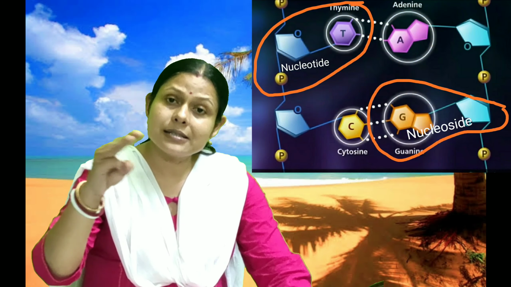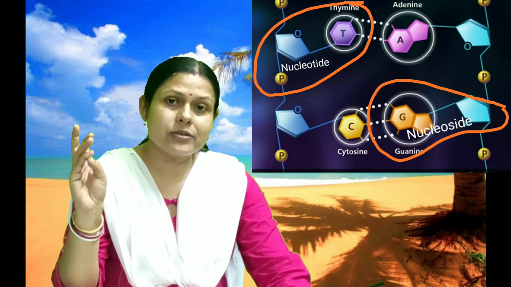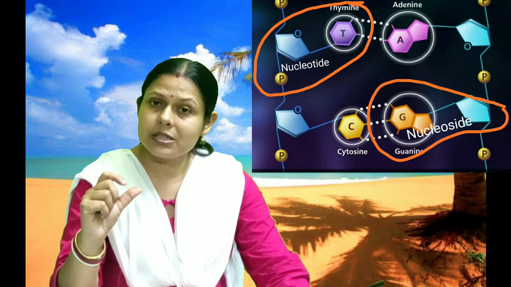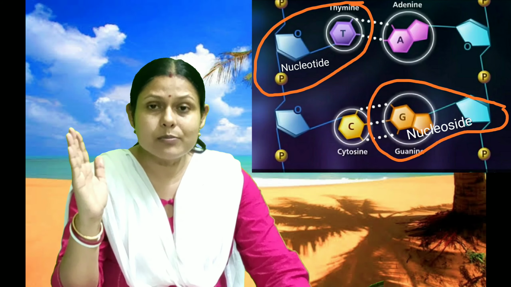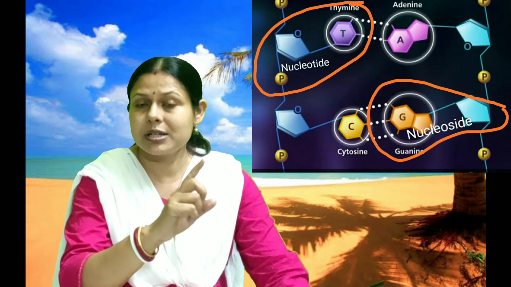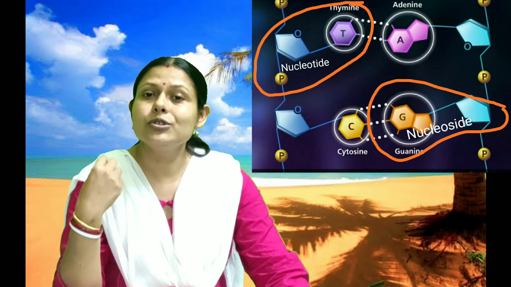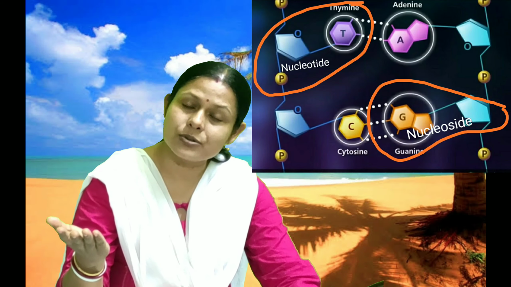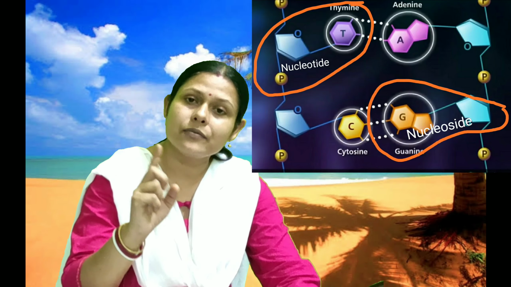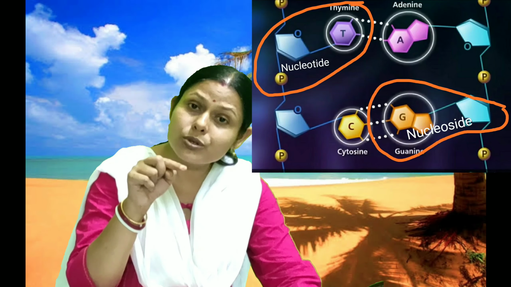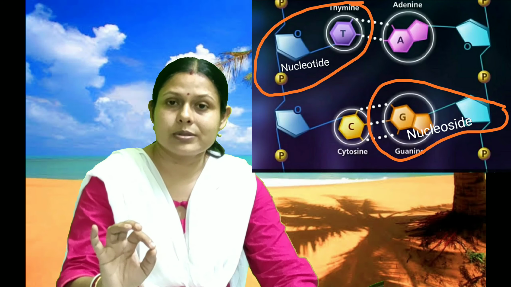Now, when these three units, that is the nitrogen base, pentose sugar and phosphate radical, associate with each other, we call this unit a nucleotide. When we remove the phosphate radical from the nitrogen base and the pentose sugar, then it is called a nucleoside. Understood? So nucleotide and nucleoside have one basic difference. When phosphate is added to a nucleoside, then it becomes a nucleotide. Otherwise, it is a nucleoside.